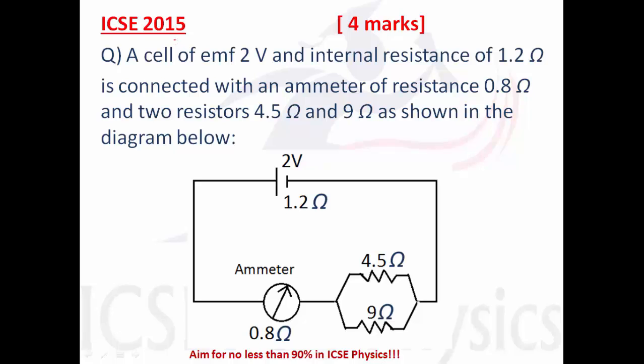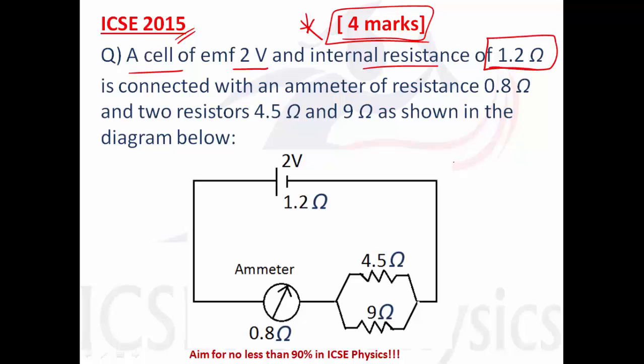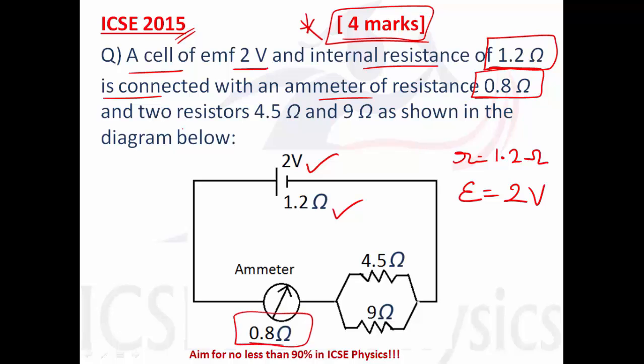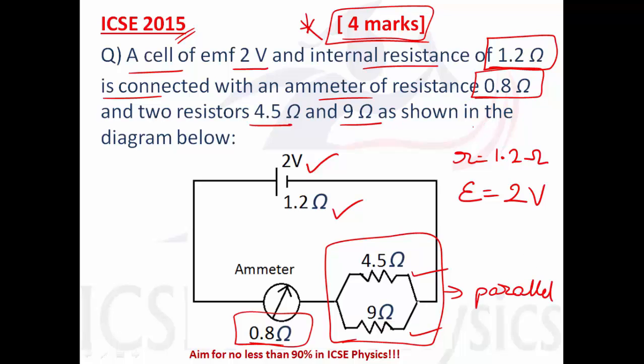Similarly, we have a question from ICSE 2015 again for 4 marks, right? A very scoring question. The question reads that a cell of EMF 2 volts and an internal resistance of 1.2 ohms, right? So small r is 1.2 ohms and the EMF is 2 volts. This is connected with an ammeter of resistance 0.8 ohms, right? And 2 resistors 4.5 ohms and 9 ohms. Notice that these 2 resistors are connected in parallel to each other, as shown in the diagram below.